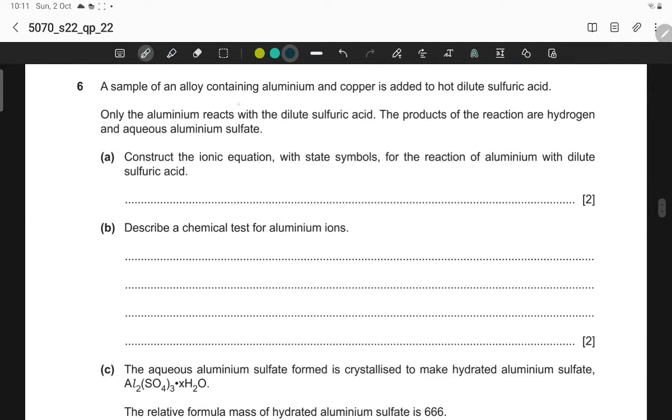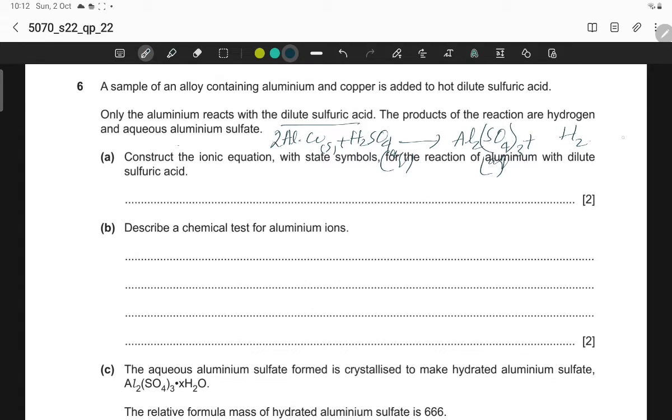Question number 6. A sample of an alloy containing aluminum and copper is added to hot dilute sulfuric acid. Only aluminum reacts with dilute sulfuric acid. The products of the reaction are hydrogen and aqueous aluminum sulfate. Construct the ionic equation. This is the reaction: aluminum and copper, Cu, plus sulfuric acid to form Al2(SO4)3, aqueous, and hydrogen gas.